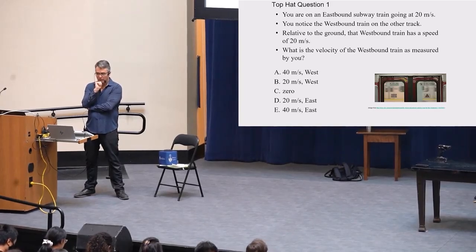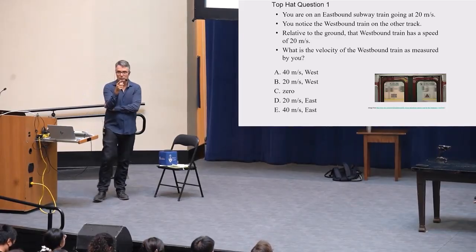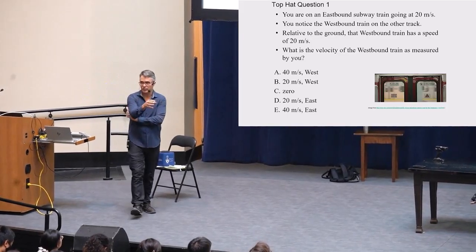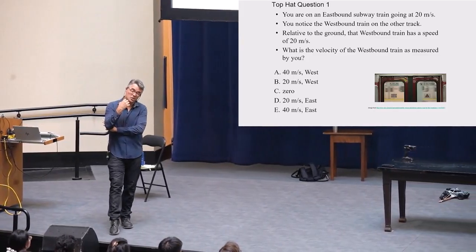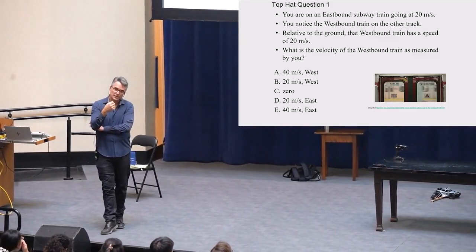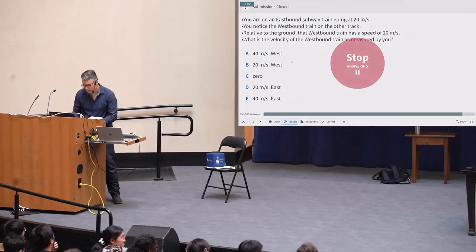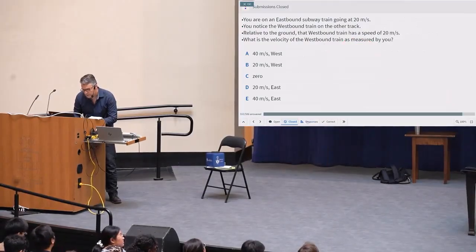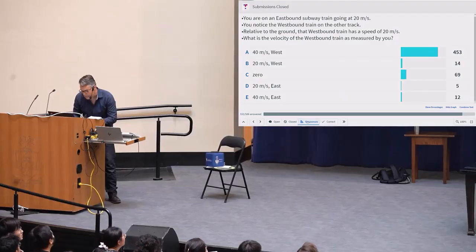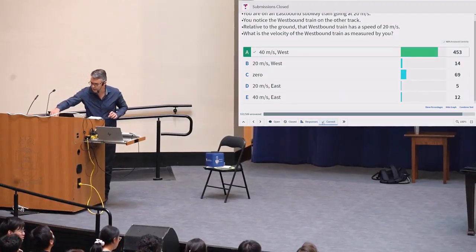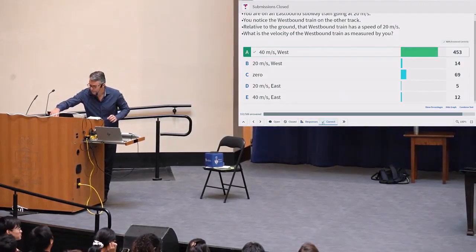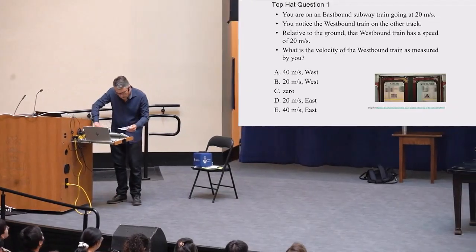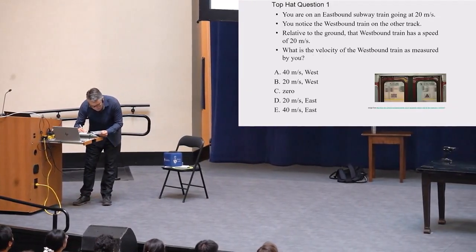Relative to the ground, the westbound train has a speed of 20 meters per second. So that's the object, the westbound train. Relative to you, how fast is it going? What's its velocity? All right, so responses. People are saying A, and that was the one I liked as well. Just really quickly, let's see if I can cram in the answer here.